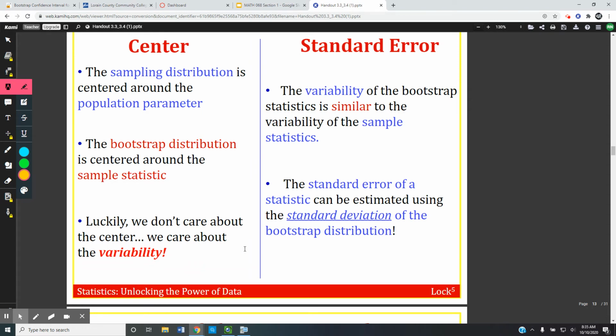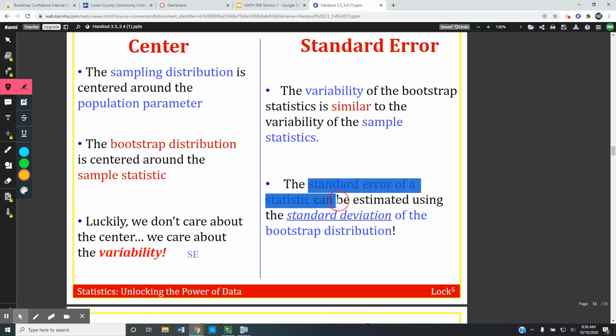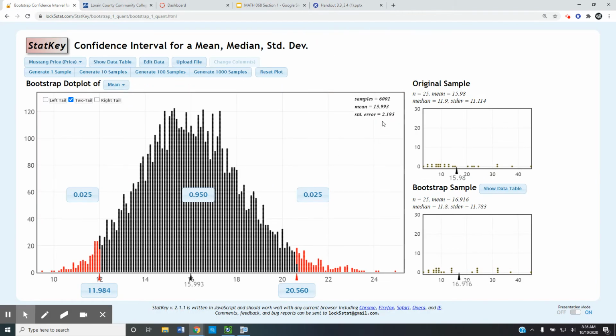Luckily, we don't care about center. We only care about variability, and that's what I just said. Standard error is variability. They are the same thing. Maybe we want to write in there, right next to here, standard error. The variability of the bootstrap statistic is similar to the variability of the sample statistic. The standard error of the statistic can be estimated using the standard deviation of the bootstrap distribution. And where do we see that? We see that right here. The standard error right here is what we use to get this confidence interval level.